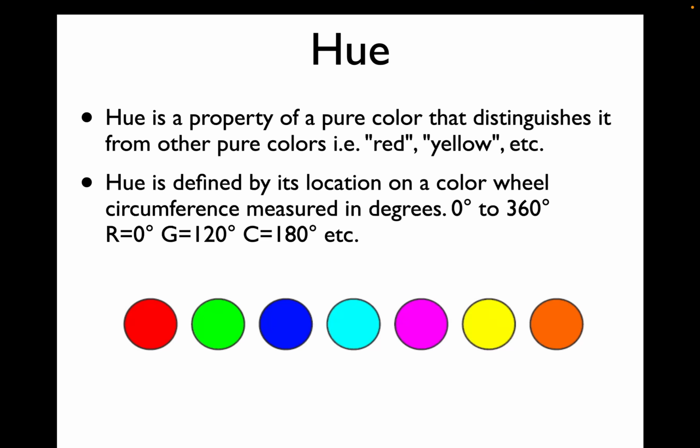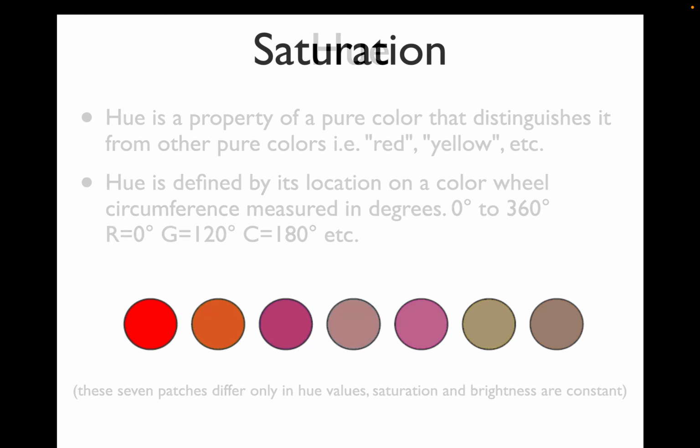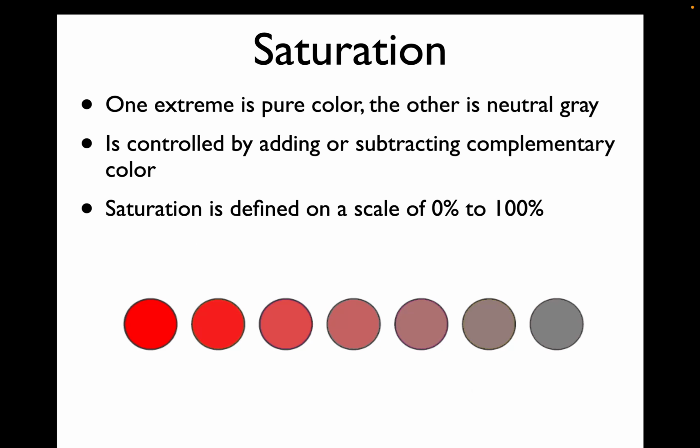Hue is defined by degree. Remember I said red was always at 0 degrees, green is at 120, cyan's at 180. You'll see that actually in Photoshop. So that's how hue is defined. Saturation is actually defined in a 0 to 100%. If you have 0% saturation, it is a completely neutral gray. 100% saturated is as pure as the color can get.